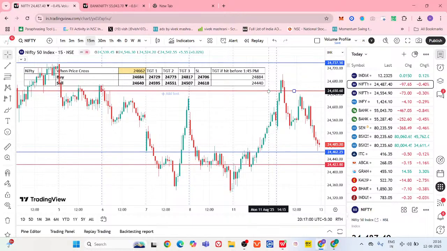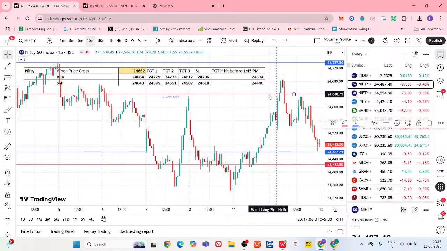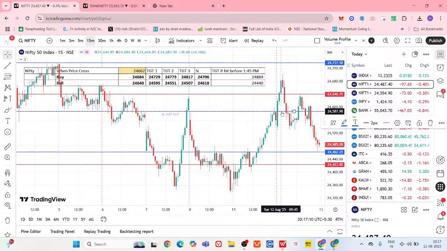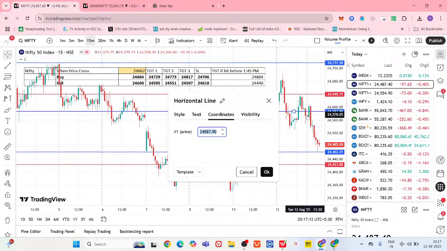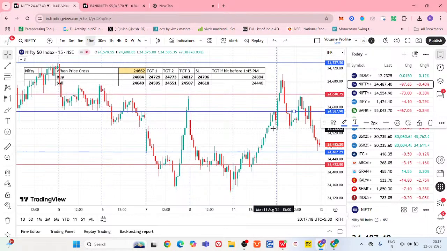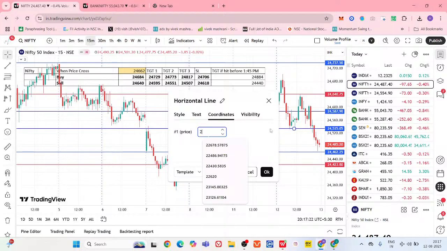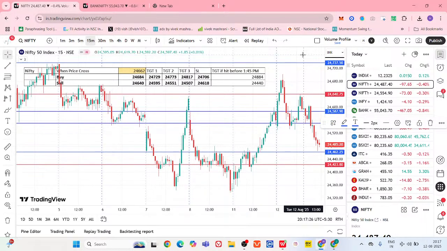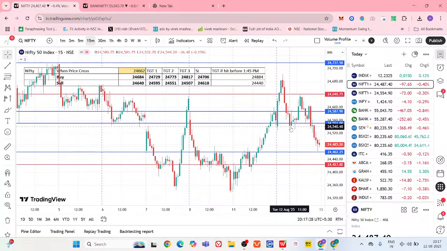641. Okay. So what we are going to do, below 640 we are going to short, right? So what happened? 585 was the first target. First target was done, almost 585. 551 was the second target. Was the second target done? Let us see. 24,551. Yes. The second target also was done, which is good.